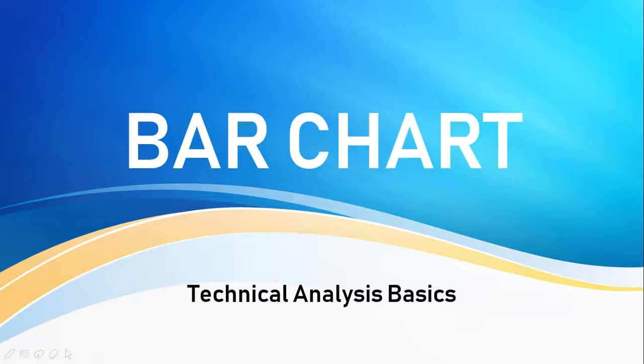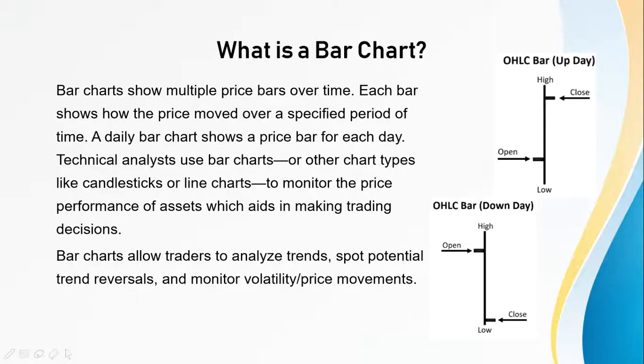In this video, we'll be looking at the bar chart. This is the technical analysis series, and in this we'll be covering the basics of the bar chart. So what is a bar chart? First of all, a bar chart is a different type of chart, like the candlestick charts and the line charts. Stock market analysts and traders can use the bar chart to understand the stock price movement and get an idea of how to make their trading decisions based on how the charts are moving.